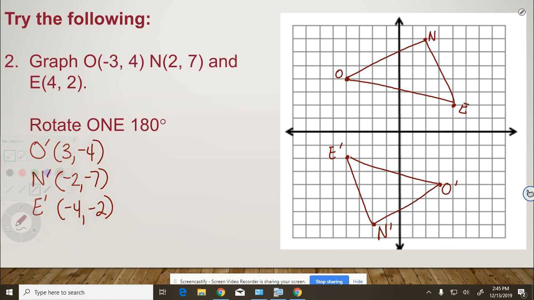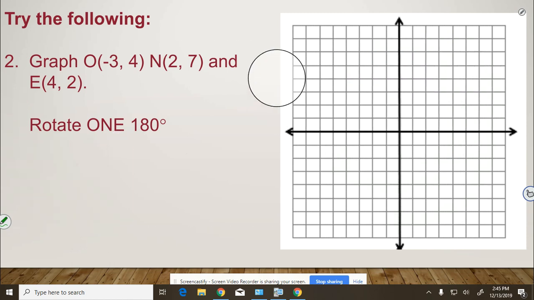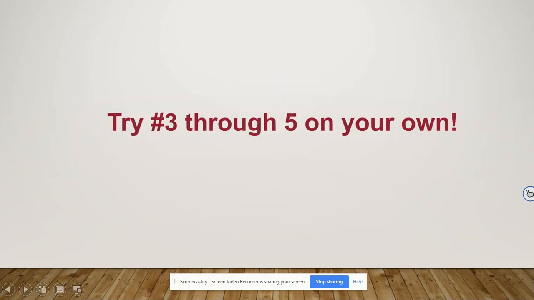So again, each of those points is rotated around the origin, and again, you don't have to draw these, half of a turn to get its new coordinate. All right, so I hope you understand that idea. When we're rotating 180, we're rotating half of a turn around the origin and changing both signs. You guys can try numbers 3 through 5 on your own.